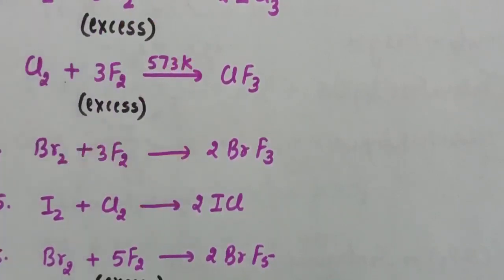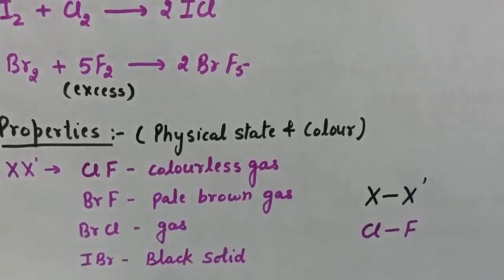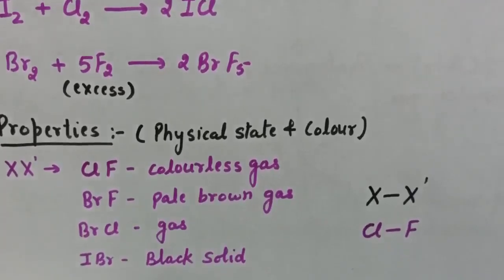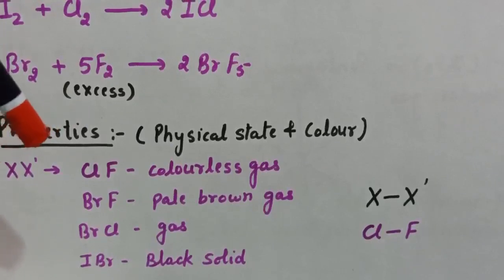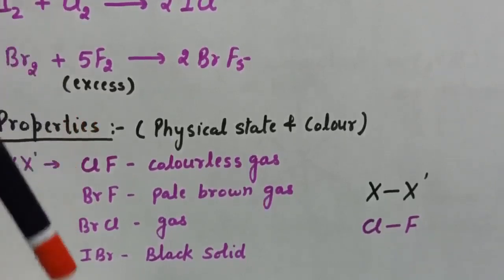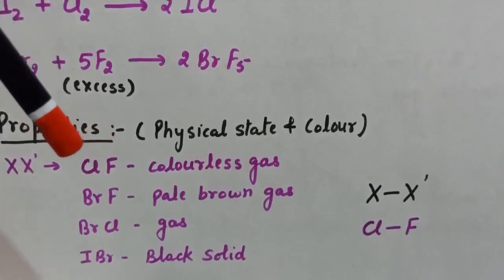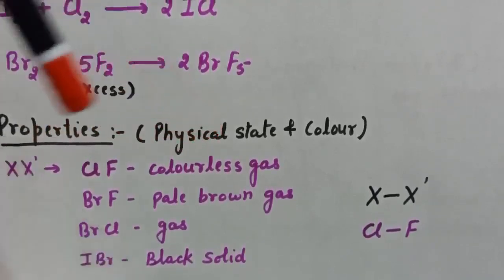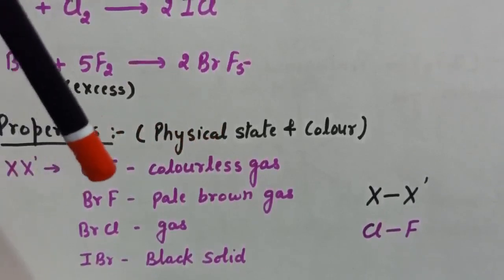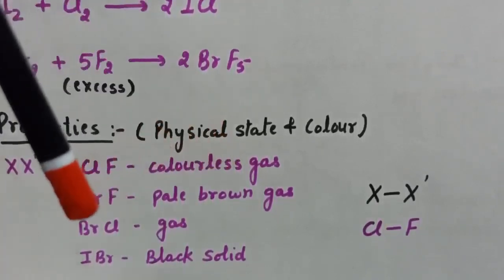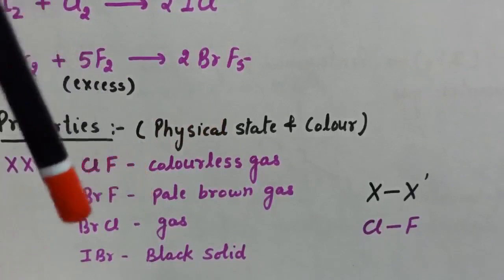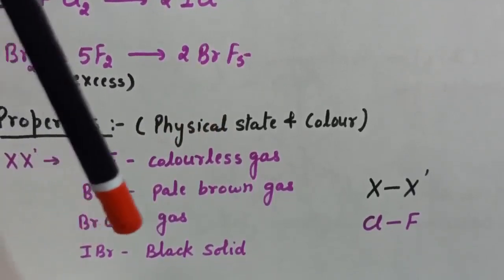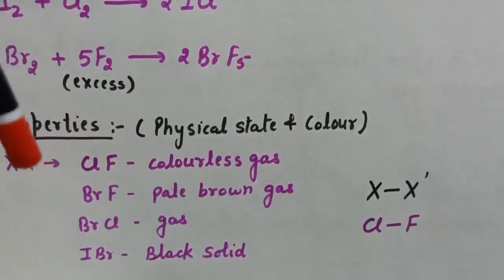Now we will discuss the properties of interhalogen compounds. So in properties of interhalogen compounds, I will be discussing physical state and color. So first type is XX', where X is large size halogen and X' is small size halogen. So these are the examples of this type. First is ClF, that is chlorine monofluoride. It is a colorless gas, whereas BrF, that is bromine monofluoride, is a pale brown gas. BrCl, that is bromine monochloride, is a colorless gas. And fourth is IBr, that is a black solid. So these are the examples in first type.